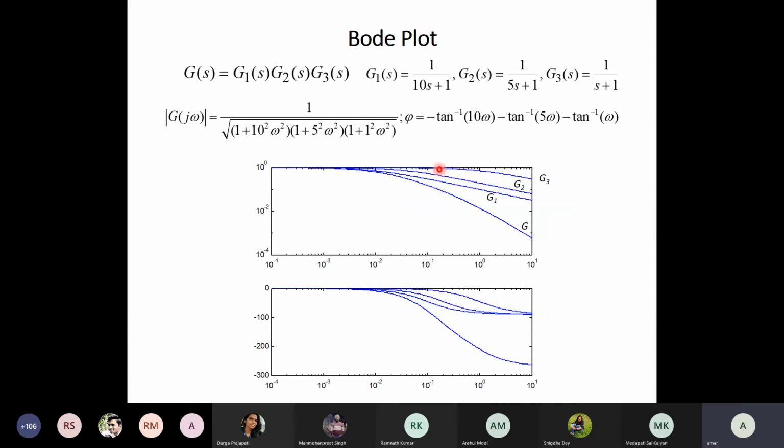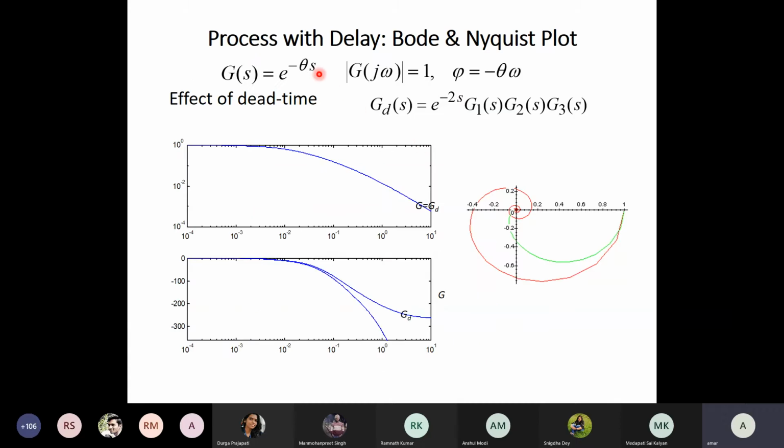Now let us see what will happen if the process has a time delay element. So for a process with time delay, what will be my Bode and Nyquist plot? The time delay element is e to the power minus theta s. For this, the modulus of G(j omega) will be 1, but the phase difference will continue to change with omega. So the phase difference is linearly related to omega.